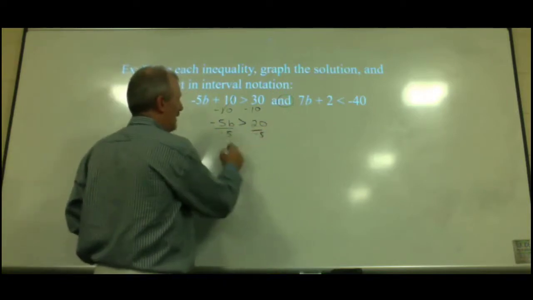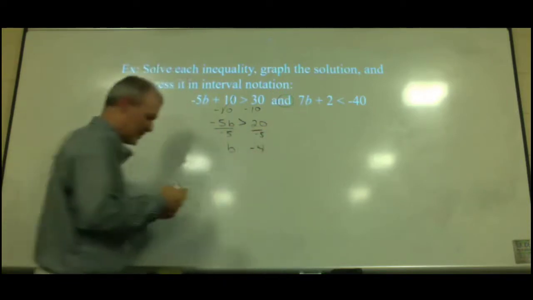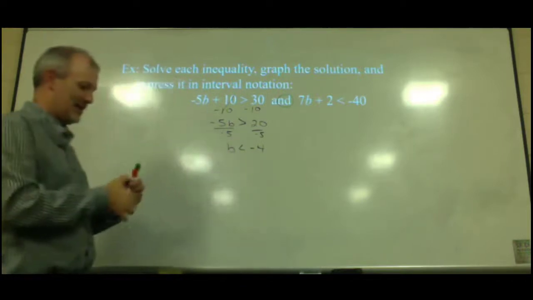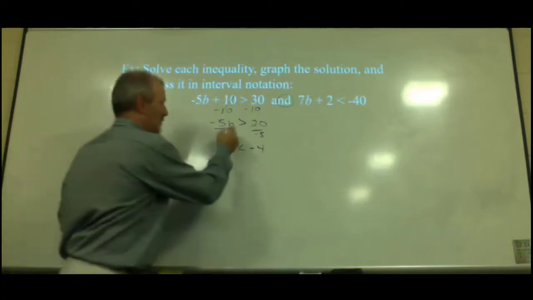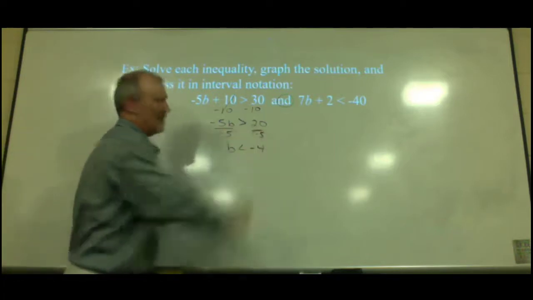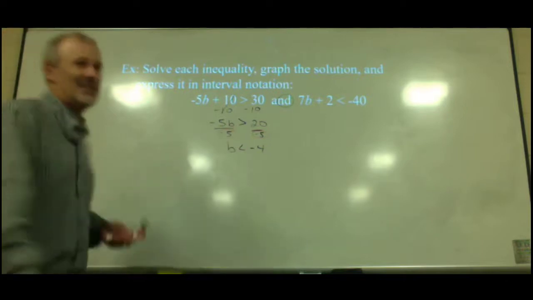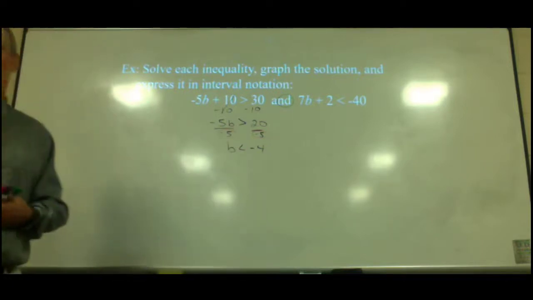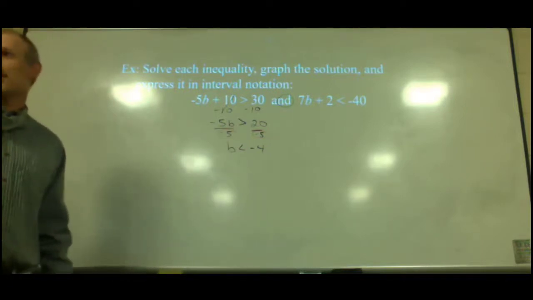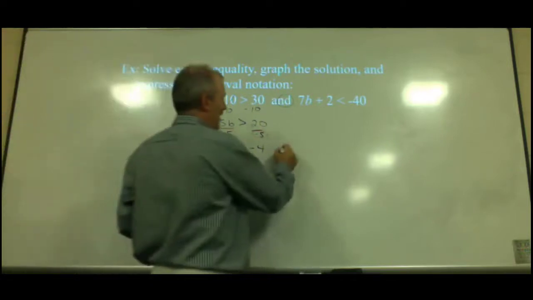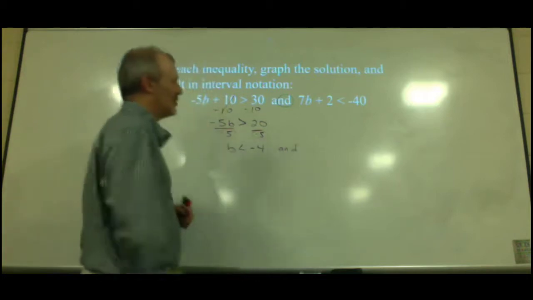So now we have b and -4. Do we have to switch the sign there? Yes, it becomes less than, and why? Because we divided by a negative. It has nothing to do with what the answer becomes. It's all because we divided by a negative. I try to emphasize that because every year people make that mistake. They know they're supposed to switch it sometimes, but they forget. So we're done with the left side, and let's go with the right side.